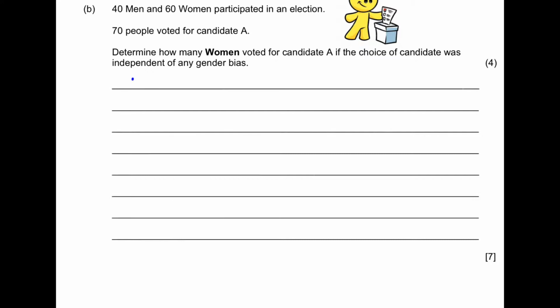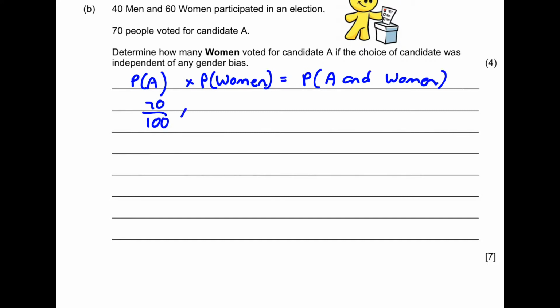Right, so the independence rule will be that the probability that it was candidate A times the probability that they were women is equal to the probability of A and woman, the intersection. The probability that someone voted for candidate A: there are 100 people in total that participated, but 70 voted for candidate A, so 70 over 100 represents the probability of A. The probability that they were women is 60 out of 100, because 60 of them were women.